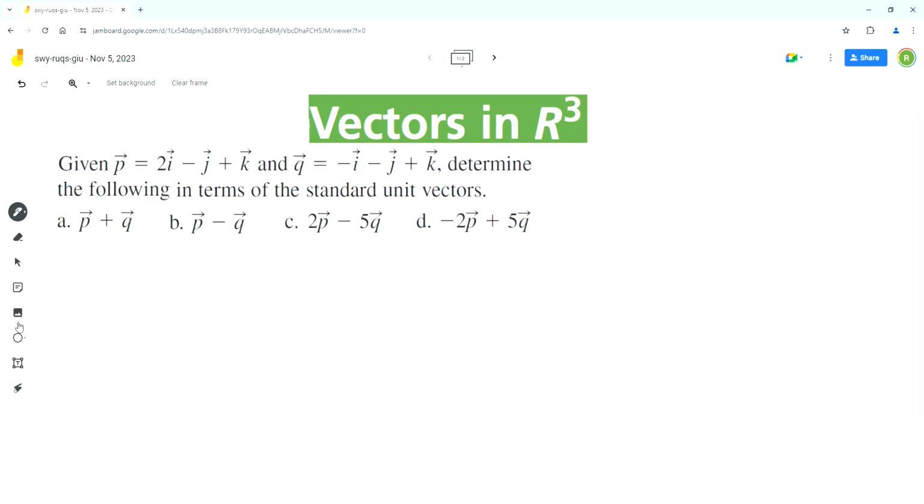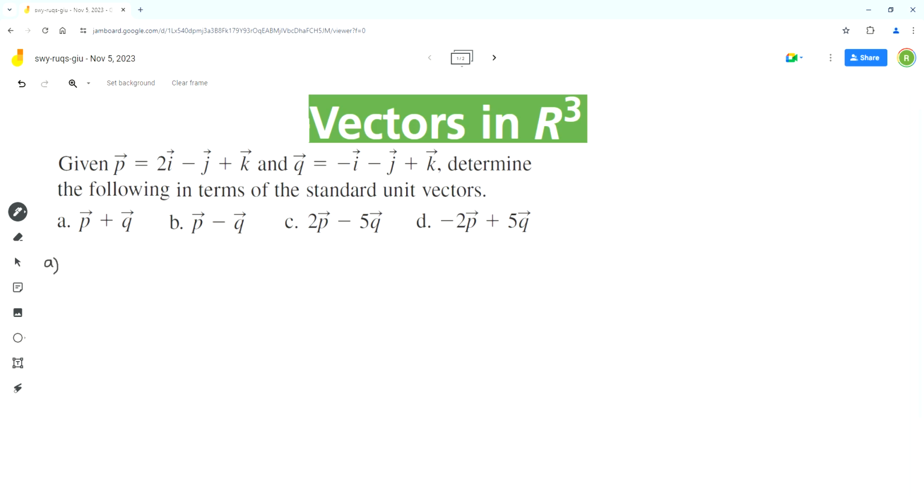So in this video, we'll solve this problem based on the concepts of vectors in R3. As per the problem, given vector p equals 2i minus j plus k and q equals negative i negative j plus k, determine the following in terms of standard unit vectors. So standard unit vectors are i, j and k. We are given these two vectors p and q in the standard unit vector form. So let's start with part A.